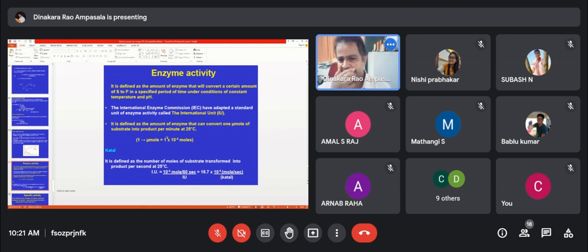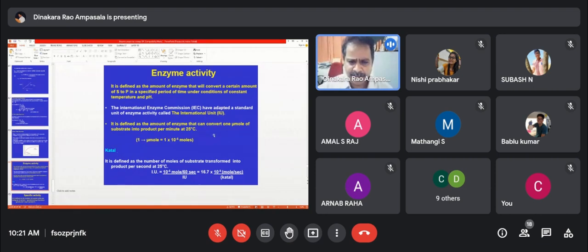Okay, so that defines an enzyme unit as the amount of enzyme that converts 1 micromole of substrate into product per minute at a constant temperature, which may be 25 degrees. Some research people also use this enzymatic activity in katals.